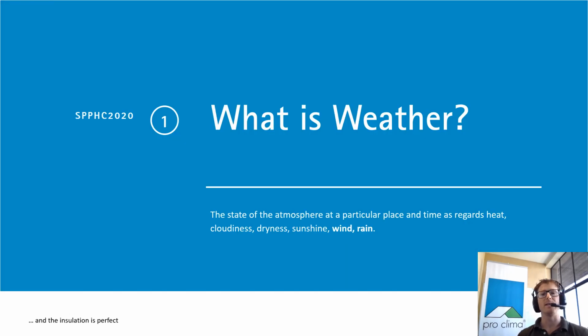The first thing we need to understand when designing weatherproofing systems is what is weather? Weather is the state of the atmosphere at a particular place and time as regards heat, cloudiness, dryness, sunshine, wind and rain. And the important thing there for weatherproofing systems is a combination of wind and rain.